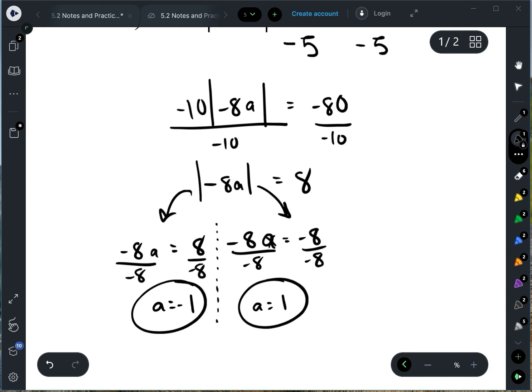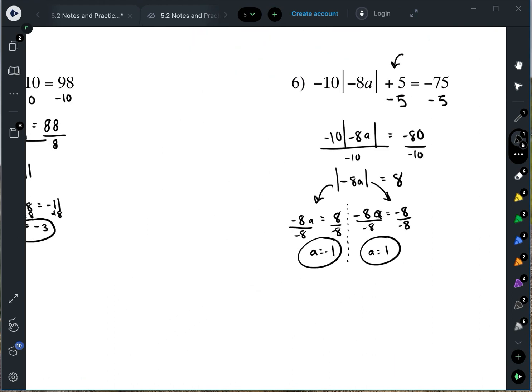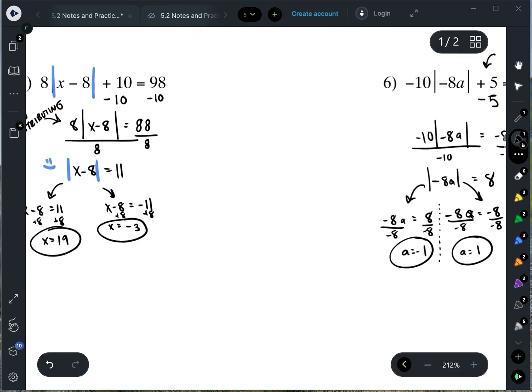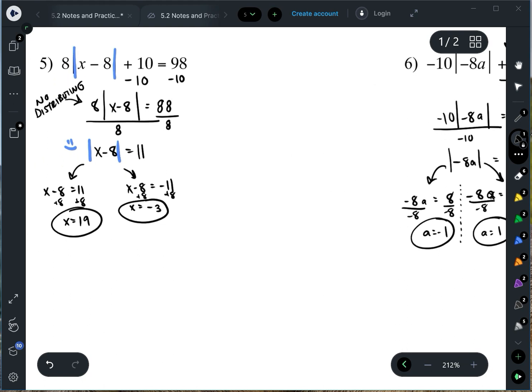Okay. So splitting the problem into two after you have the absolute value by itself is the key. Okay. Definitely practice those guys.